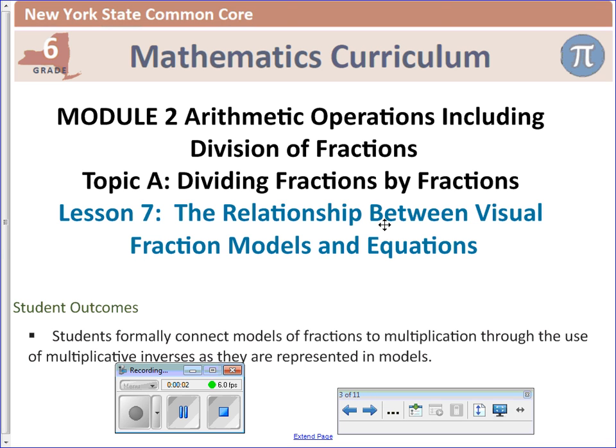Okay. Module 2, Lesson 7, the relationship between visual fraction models and equations. We've been looking at using tape diagrams and number lines to help us divide a whole number by a fraction, divide a fraction by a fraction, and we saw that when we were using models to divide fractions by a fraction, we needed to have what? To divide a fraction by a fraction using models, the fractions had to have common denominators.